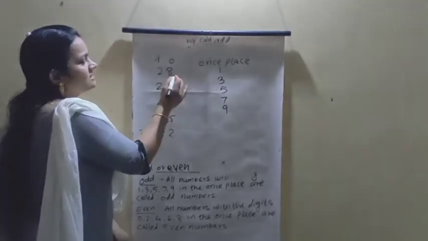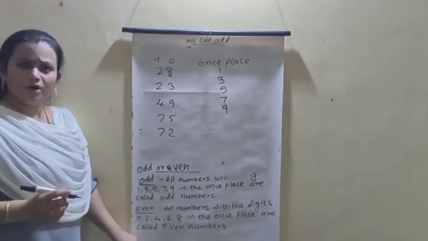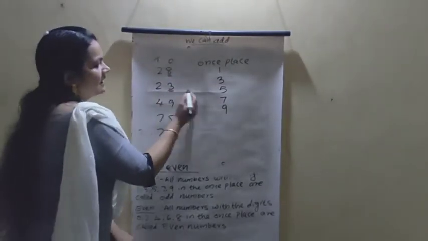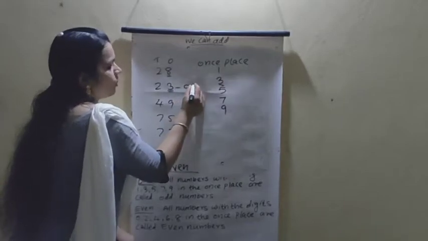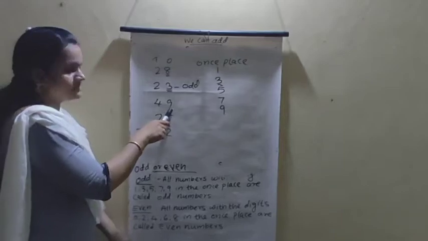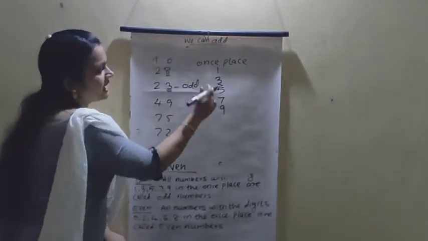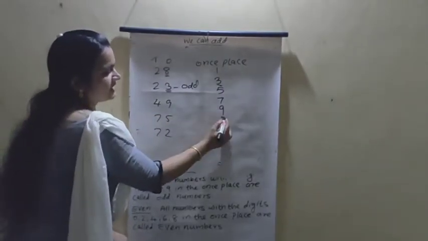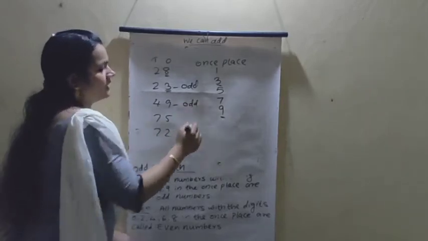Now look at the ones place. This is 8. Is 8 an odd number? No. This is 3. 3 is an odd number. Understood? Then 49. What is the ones place? 9 is the ones place here, so this is an odd number.